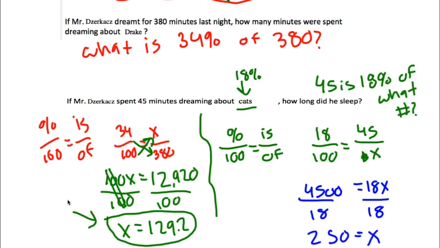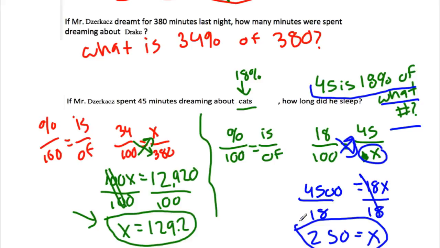Alright, so here's the answer. Before I do the answer though, take a look up here. I wrote this sentence. 45 is 18% of what number. So my 45, that was the is. 18, that was the percent. Of what number? That's what we're trying to find, this of what number. So we set it up, cross multiply, 100 times 45, 4,500. 18 times x is 18x. And then I divide by 18 on both sides, that cancels. This over here equals 250.